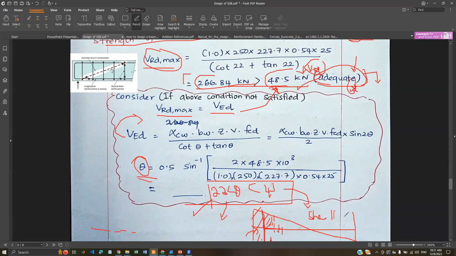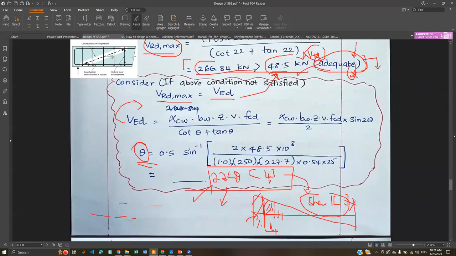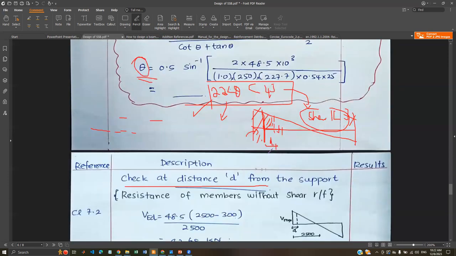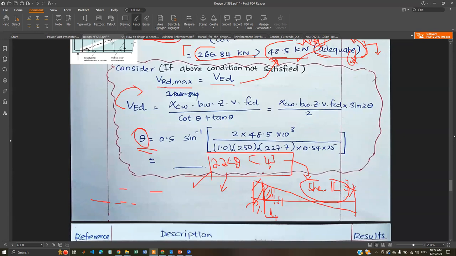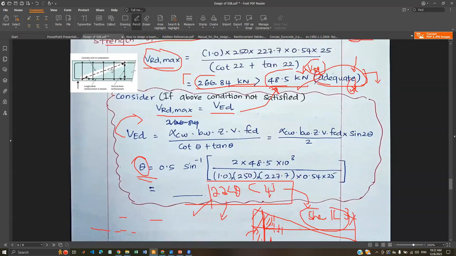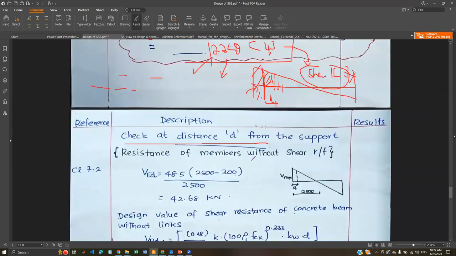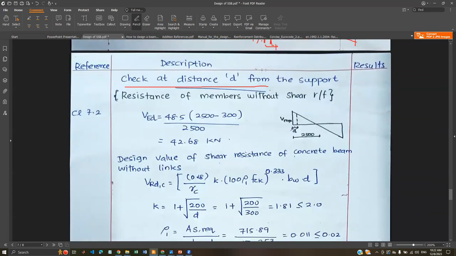I need to compensate for the shear that has occurred in the structure. If this condition is not satisfied, you cannot just provide the shear links. You need to change the section, do the calculation up to this level, and check. You understand that, no? But here, since I don't have any issues, I don't need to provide the shear link at the support. Now, I need to check the distance D.